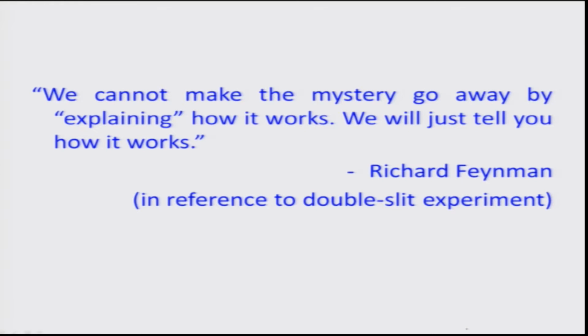So, the principles of quantum mechanics are going to come in, and in the spirit of Feynman, the mystery associated with quantum mechanics is something which you perhaps cannot really explain, but what you can do is just look at how it works, because in his words, we cannot make the mystery go away by explaining it. This is his famous statement with respect to the double slit experiment, where interference fringes and such were found for the first time.